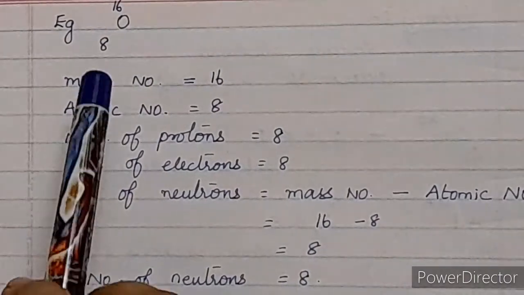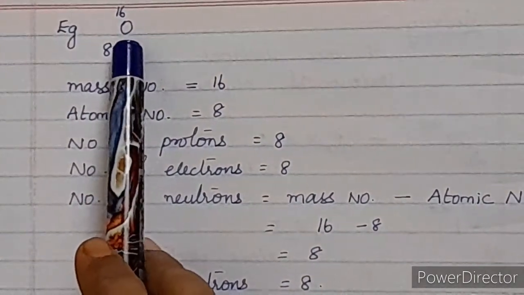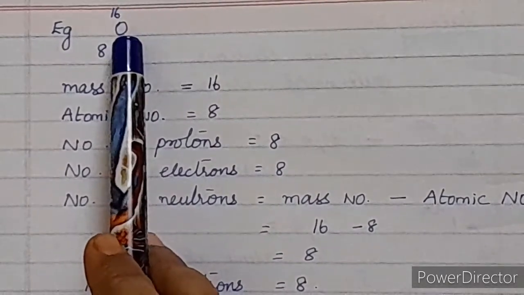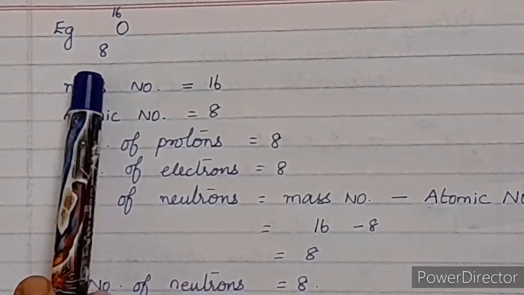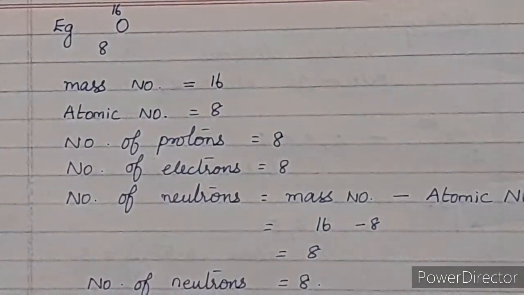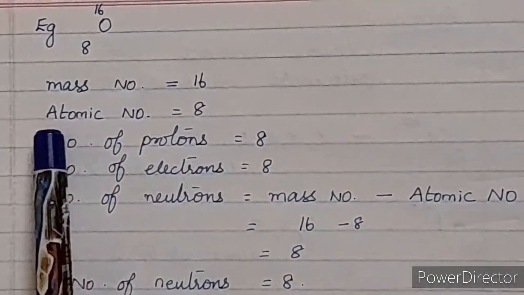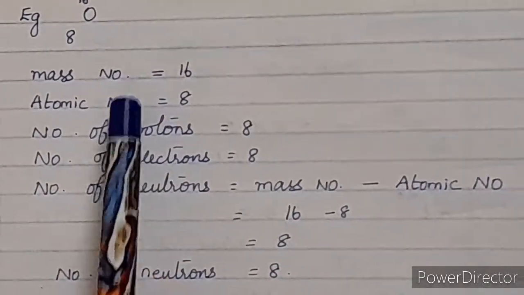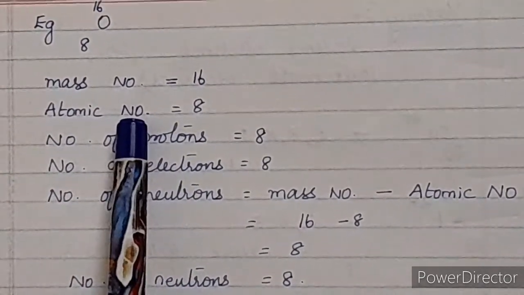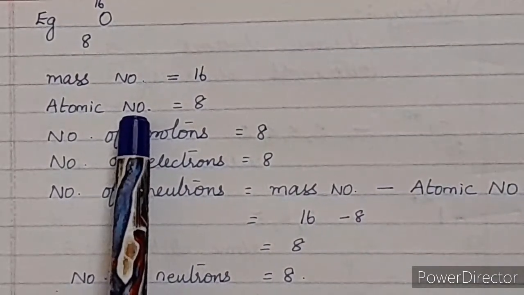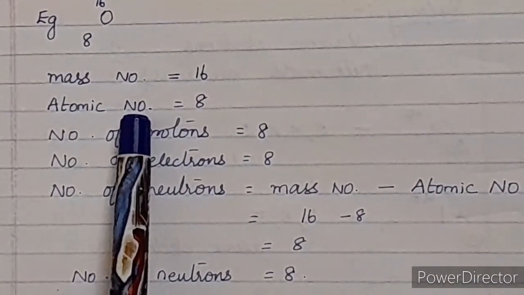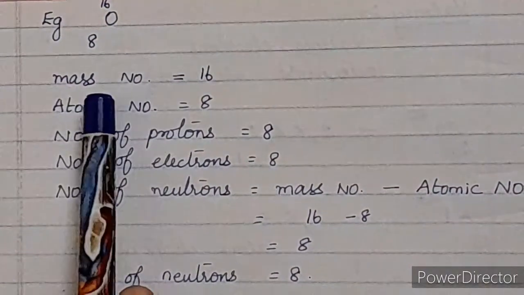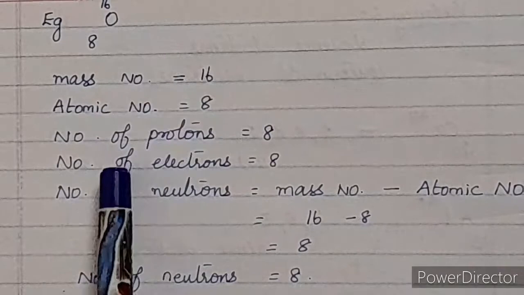Now the element can be represented with the atomic number and mass number like this. O is the symbol for oxygen, 8 is the atomic number and 16 is the mass number. So mass number is equal to 16, atomic number is equal to 8. Now using this mass number and atomic number, we are going to calculate the number of subatomic particles, that is, how many protons, electrons and neutrons are present.